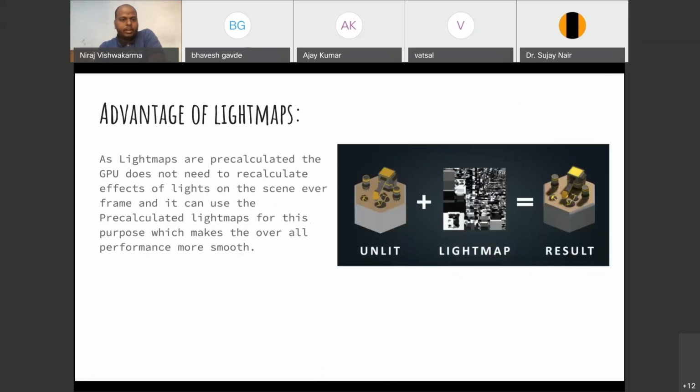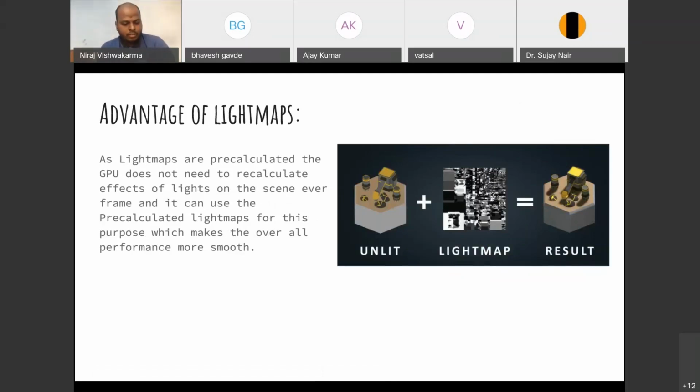The same thing, the advantage of light maps is that as they are pre-calculated, they don't have to be calculated at runtime, and the GPU has to use that pre-calculated data to illuminate the surface of the different objects in the scene.